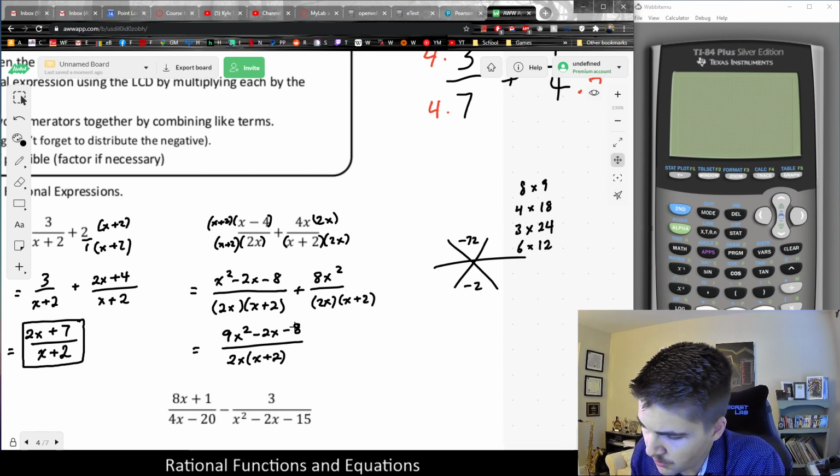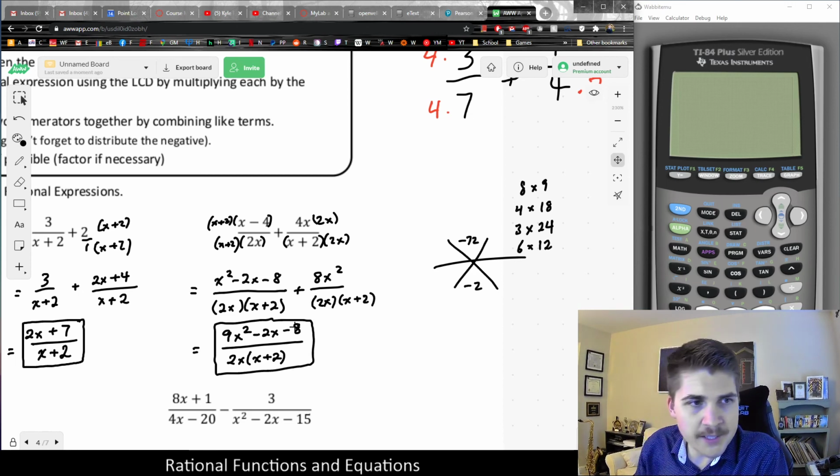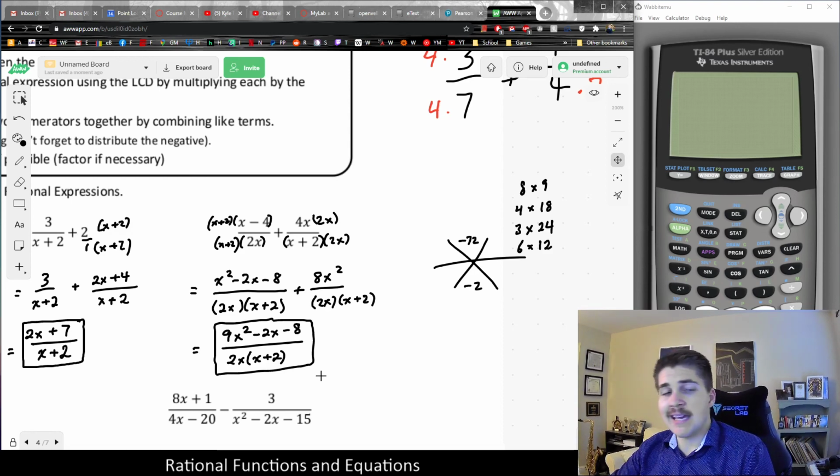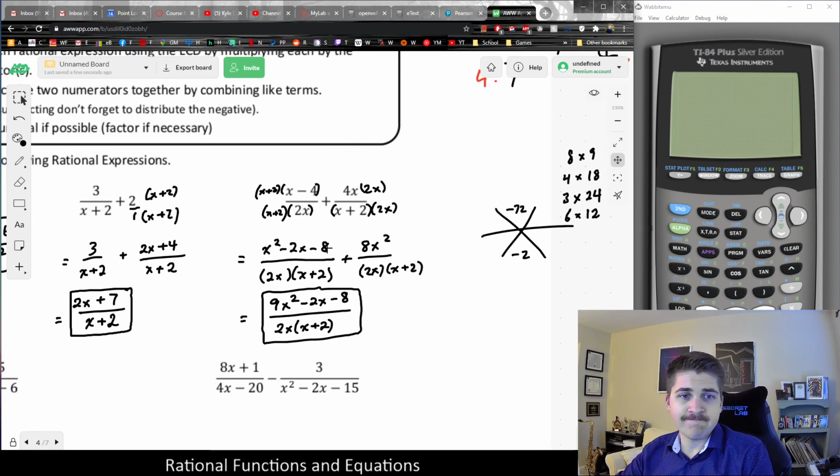So anyways, this one will not reduce, but it's something you always want to consider because it may or may not cancel after all is said and done. I'd say normally they will not simplify, but it's always possible.